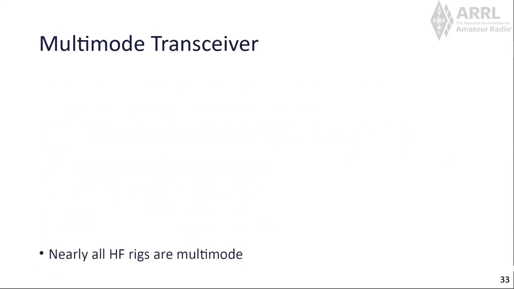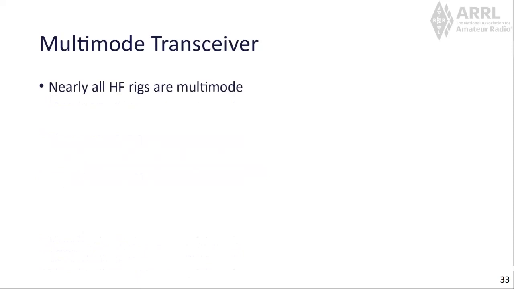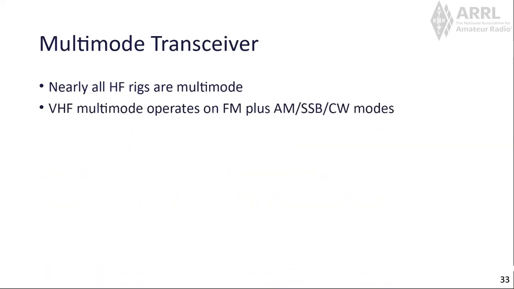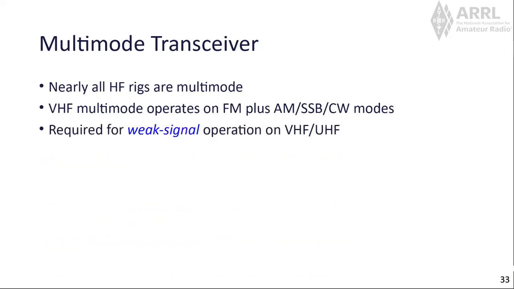Multi-mode. It says nearly all rigs are multi-mode. So let's go on and see what the next line is. HF rigs, Harry. Yeah, nearly all HF. You're right, the handhelds aren't. VHF multimode operates on FM plus AM, single sideband, and CW. Remember I told you to remember that weak signal word? Required for weak signal operation on VHF and UHF because you may be running 2 meter single sideband as opposed to FM.